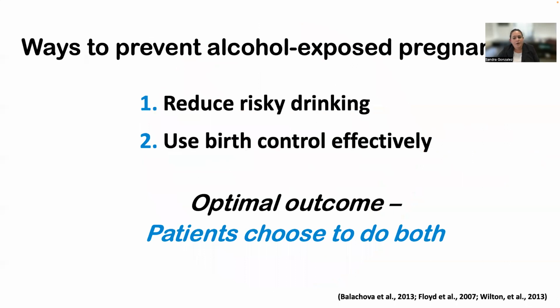There are 2 primary ways to reduce alcohol-exposed pregnancies. 1, reduce high-risk drinking in people who may become pregnant, including abstinence. And 2, prevent pregnancy, for example, by using contraception effectively. The optimal outcome would be for patients to do both. In a study on the choices intervention, which we will discuss later, most participants who were at risk of pregnancy did in fact choose to reduce high-risk drinking and use effective contraception.